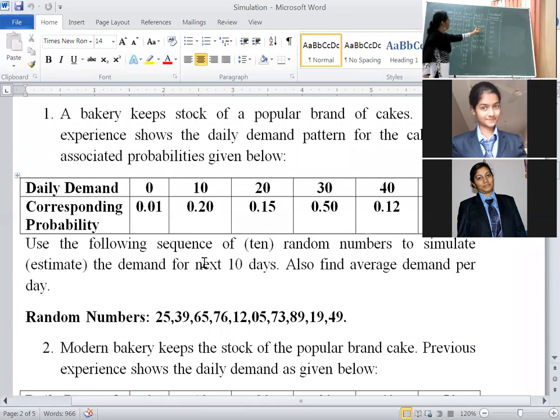19, the corresponding demand is 10. Last value is 49. 49 lies in this particular class interval. The corresponding demand is 30. You have to sum this, okay? Then you will get 240.